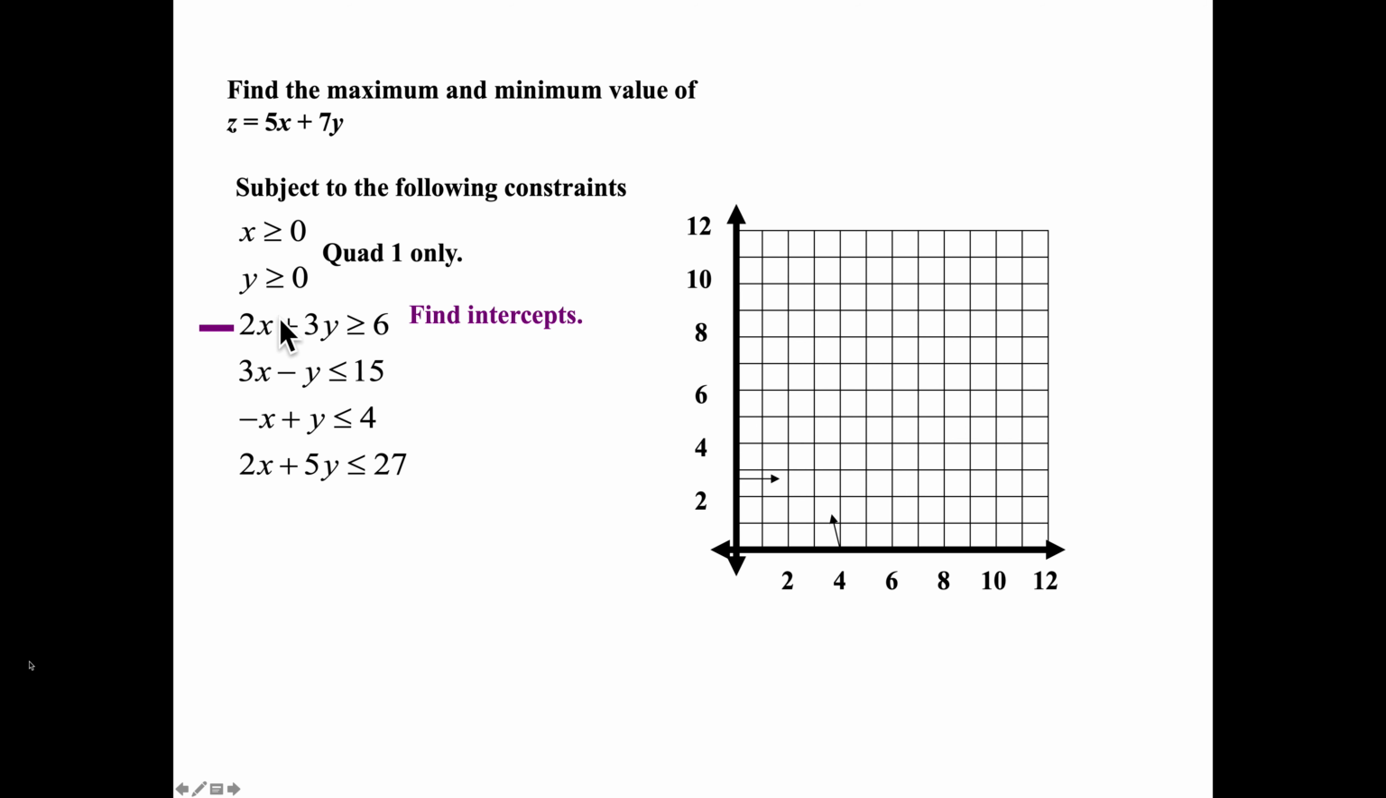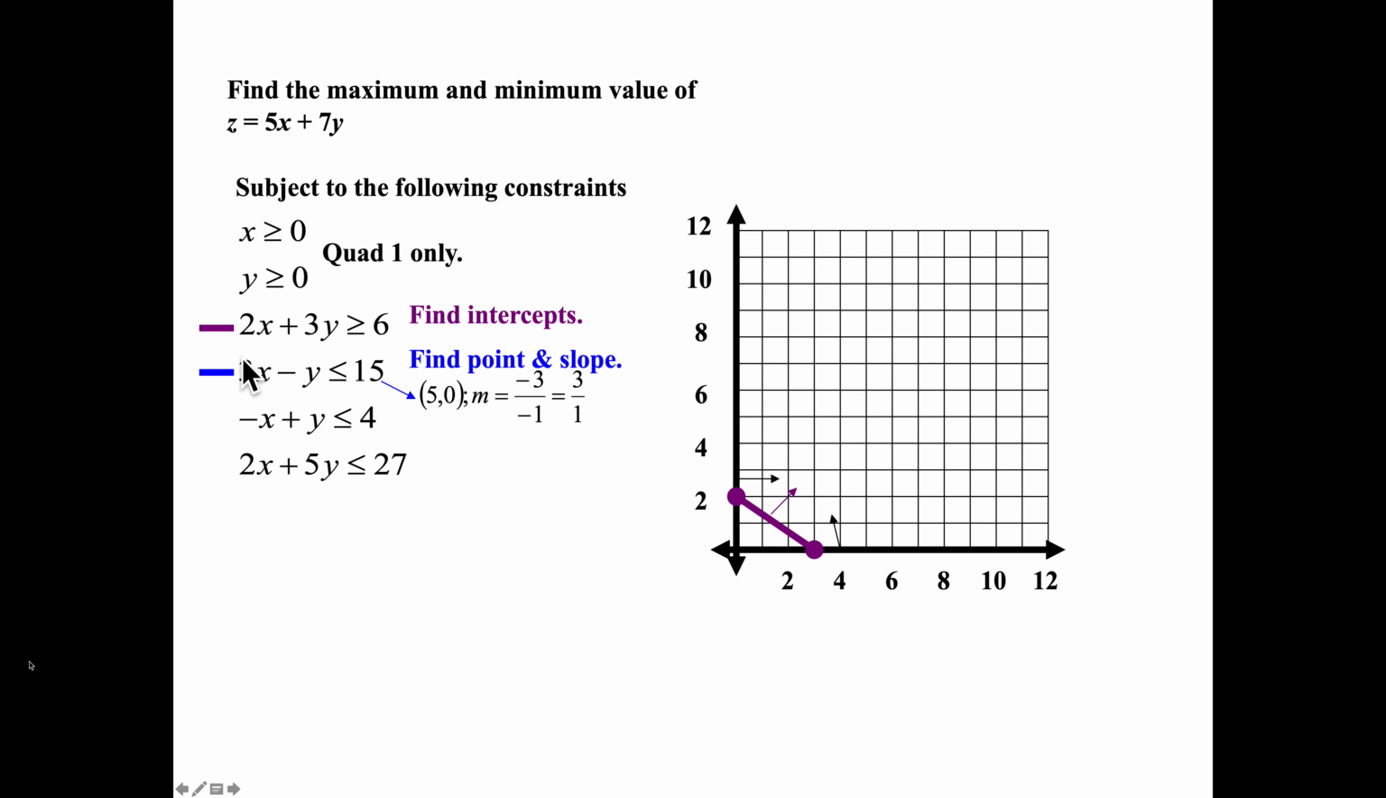To find the x-intercept, cover up the y, 2x equals 6, x is equal to 3. Find your y-intercept, cover up the x, 3y equals 6, y is equal to 2. So there are those 2 points. Draw your line. 0 plus 0 is 0. 0 is not greater than 6, so we don't want to shade towards the origin. We're shading upward this way.